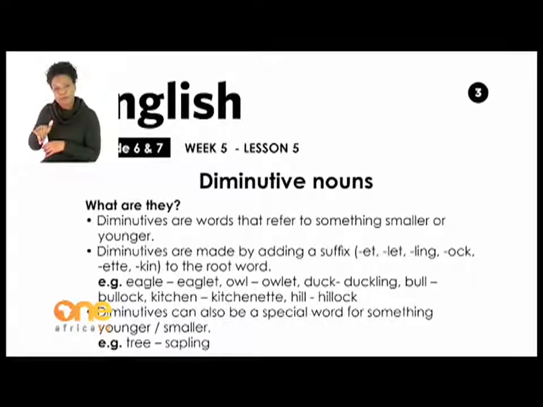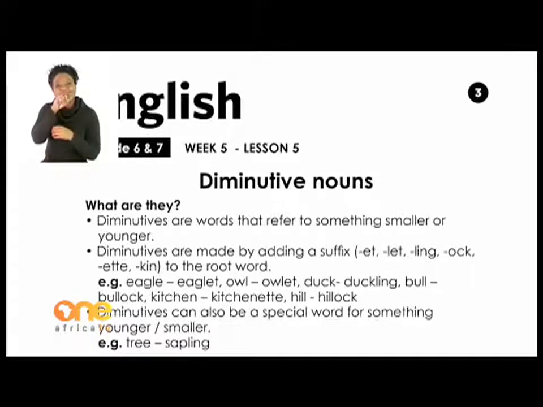Right, diminutives are made by adding a suffix, E-T, L-E-T, L-I-N-G, O-C-K, E-T-T-E, and K-I-N to the root word. Now, we are saying these suffixes are added to root words, e.g., a root word like eagle. If you add L-E-T, it becomes eaglet. So eaglet is the young one of an eagle. You have owl. A young one of an owl becomes an owlet. Duck, duckling. Bull, bullock. Kitchen, kitchenette. Hill, hillock.